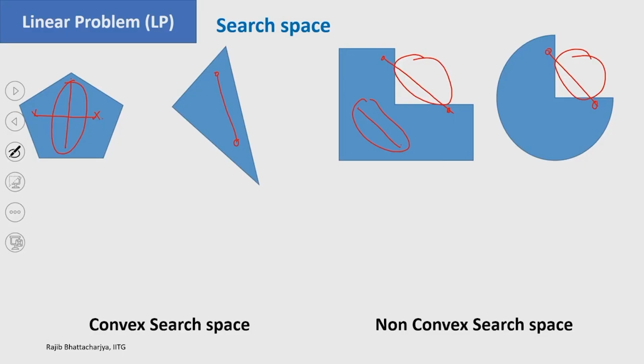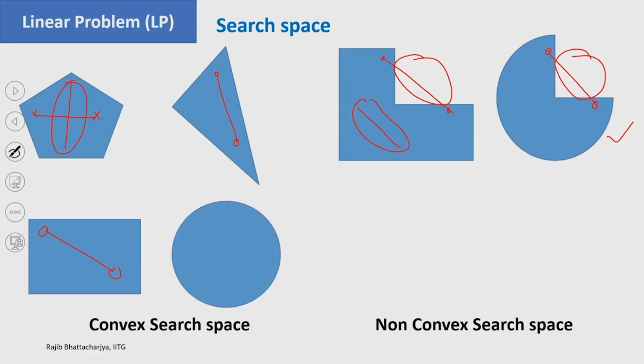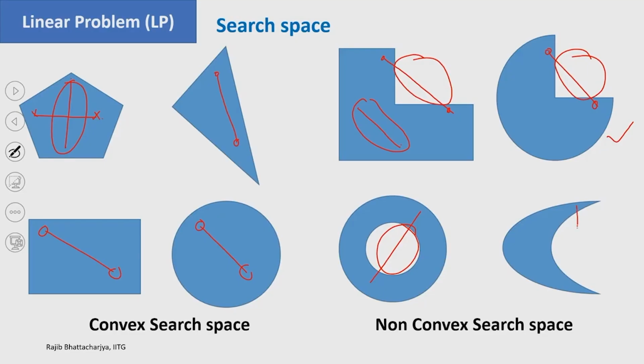Okay. And anyway, this is not a linear search space, but this is a linear search space and this is also a convex search space, because I can take any 2 points and if I draw a line, this particular line will be within that search space. Similarly, in this case also, if you take any 2 points and join them, that particular line will be within that search space. But this is a non-convex search space, because the line will not be within the search space. Similarly, here also this is a non-convex search space.